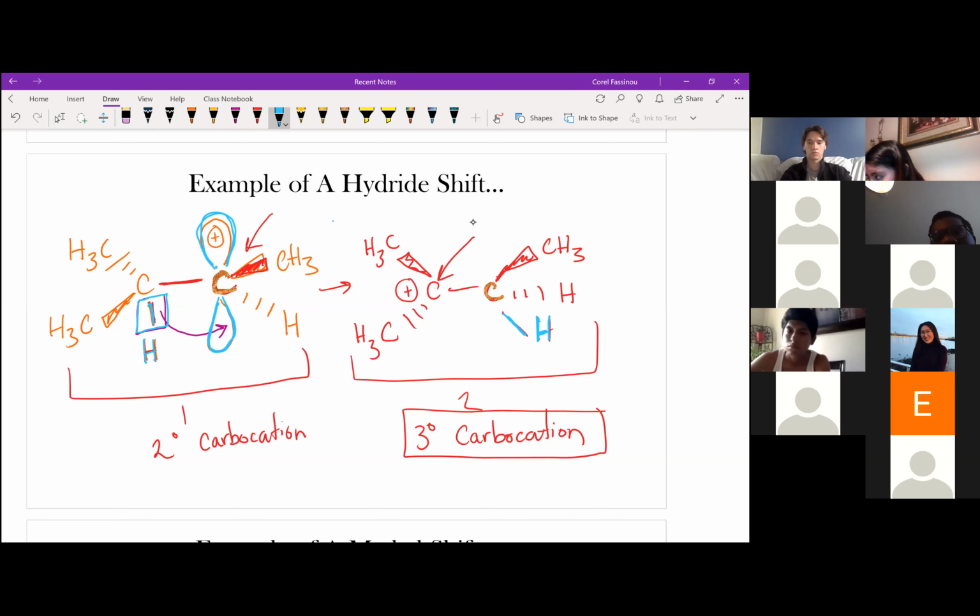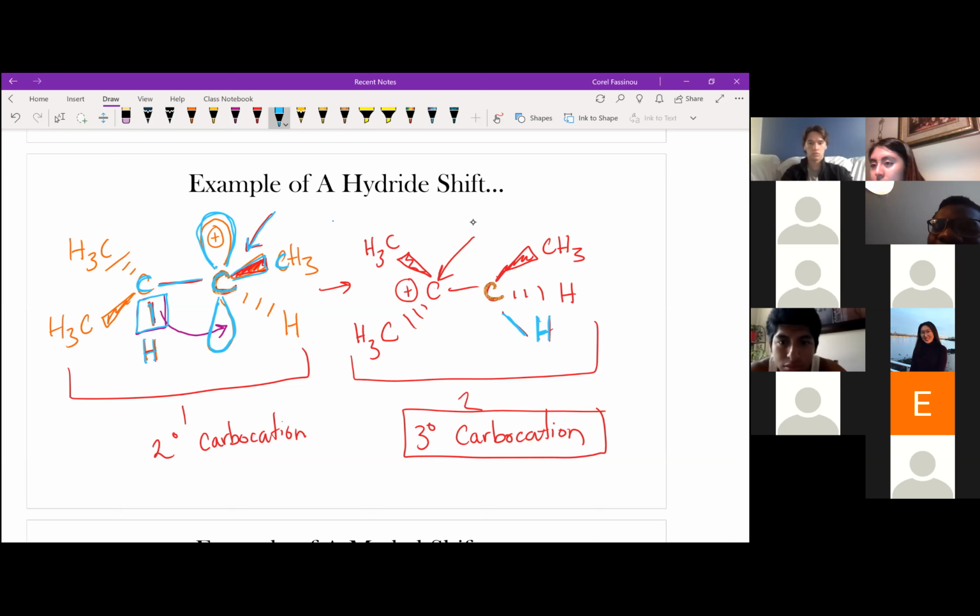I have a question. How do you recognize secondary, or tertiary? Yeah, so to recognize them, you're going to look at your carbon that has the positive charge, and then you count how many other carbons it's attached to. So in the first example, it's attached to one carbon right here, and then it's attached to another carbon right there. So that's 2 carbons, and that's why it's a secondary carbocation.